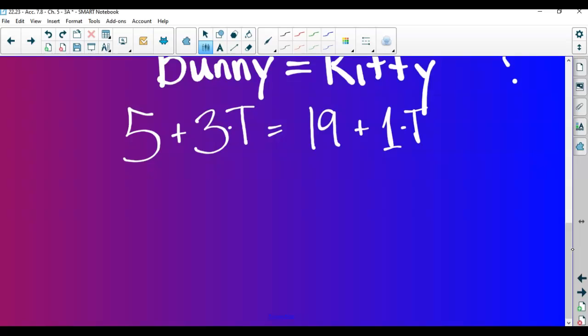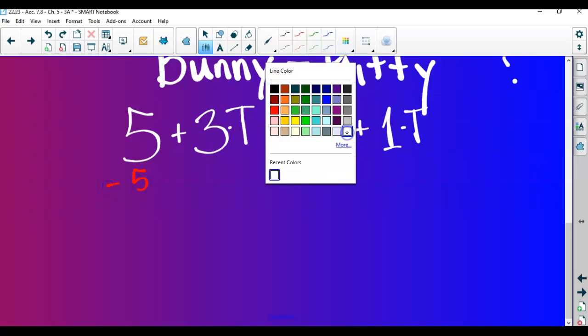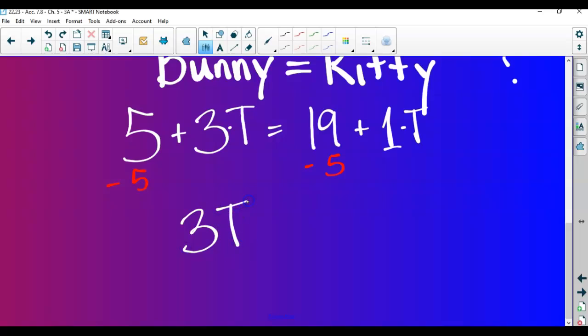Lucy, you got an idea? So I did the 5 plus 3x and then 19 plus x. So I subtracted 5 so that it was just 3x equals 14 plus x. If you didn't do this yet, do what Lucy's telling us to do. So then I had 3x equals 14 plus x. So then I subtracted 1x. So then I had 2x equals 14.